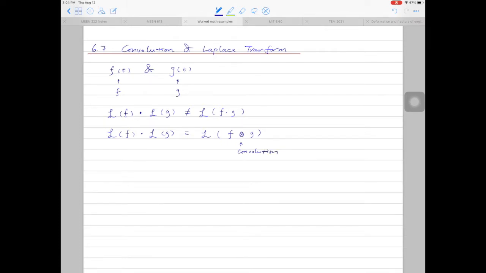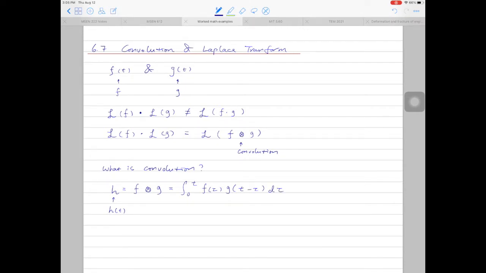If we put this equation into words, the product of Laplace transforms is equal to the Laplace transform of the convolution, not the product. You may wonder what is convolution. We can write down the function h(t), which is f(t) convoluted with g(t). The mathematical expression of the result of convolution is the integral from 0 to t of f(tau) g(t minus tau) d tau. This is the mathematical expression.